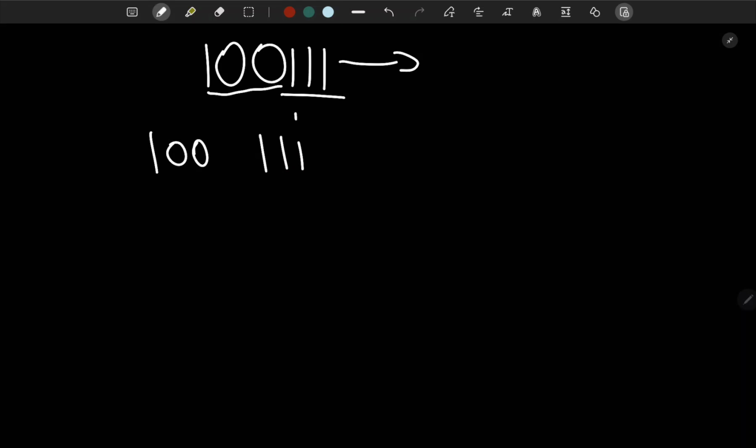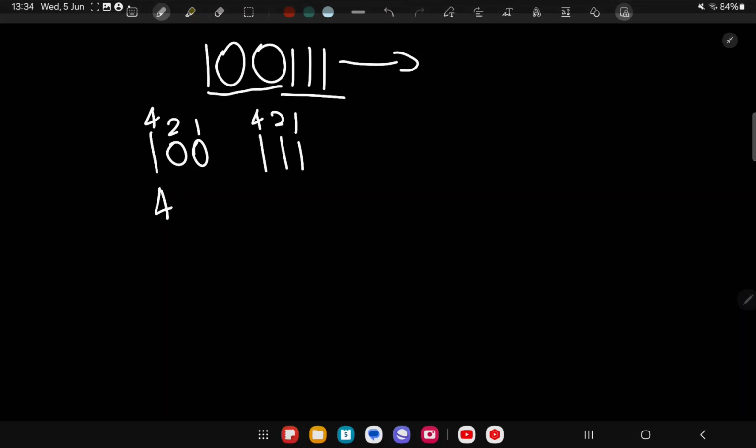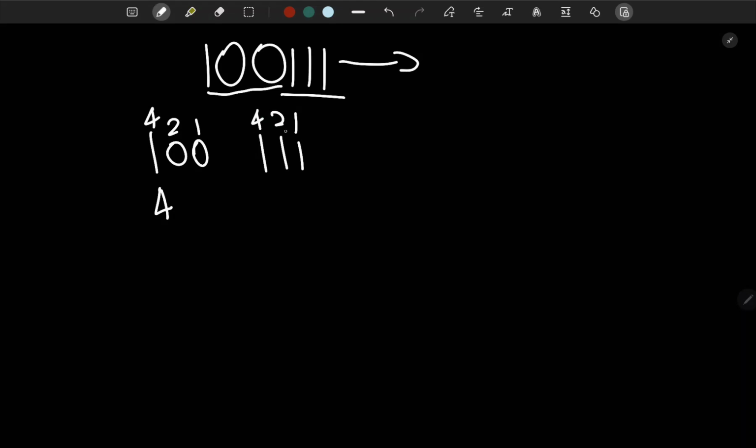And how do we do that? It's pretty simple. 1 2 4 here, and here will be the same thing. And now we add the numbers which have ones, and don't add the ones which are zeros. So here we have a 4 and a 1. So 4 times 1 plus 2 times 0, which is 0, plus 1 times 0, which is also 0. And here we have all ones, so it will be 4 plus 2 plus 1, which is 7.